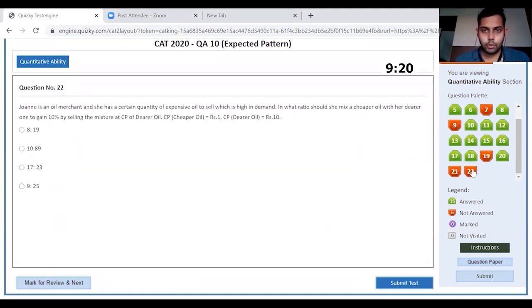Probability I prefer not to do. Okay. An oil merchant has a certain quantity of expensive oil to sell, which is high in demand. Cheap oil is mixed with the expensive oil to gain 10% by selling at the CP of the same.